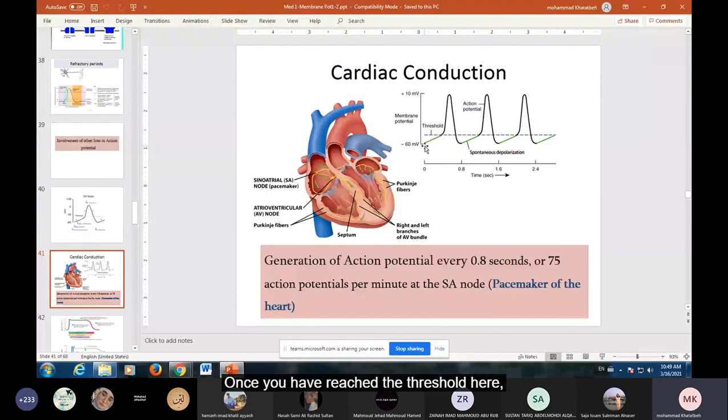Once you have reached the threshold here, you are getting very fast activation, or very fast reflection, of the action potential toward the plus 10 millivolts, then very fast repolarization returning back to the resting level. The resting is 1 point here, but because of the leakage, you are getting again slow depolarization, and so on.